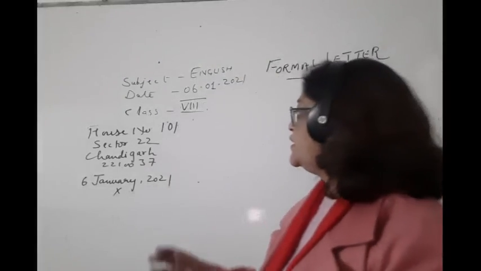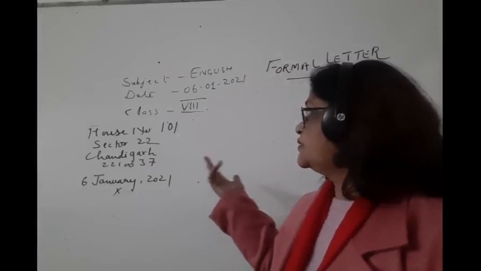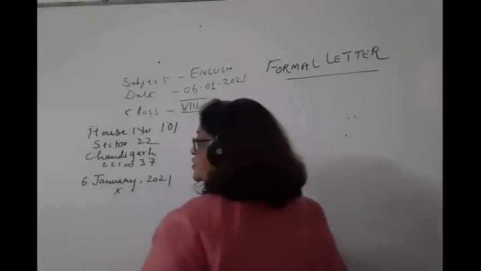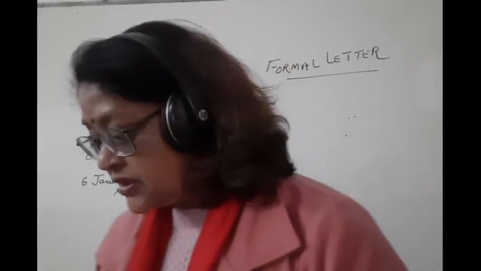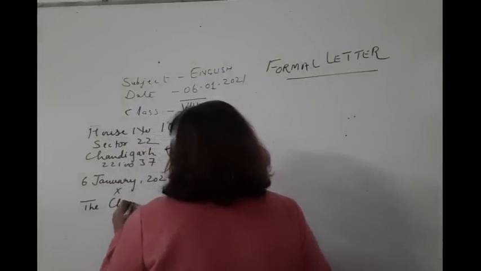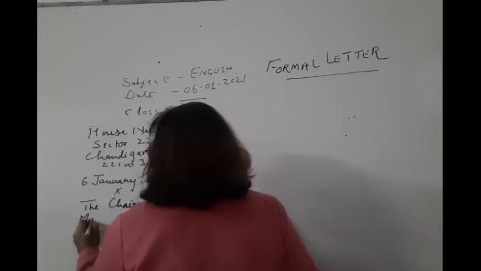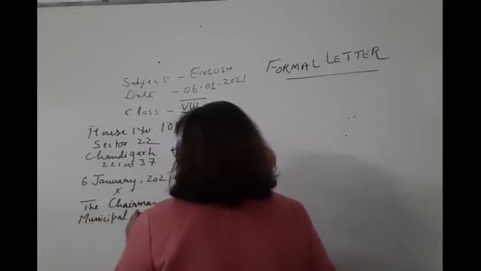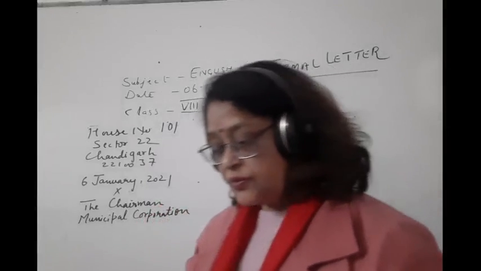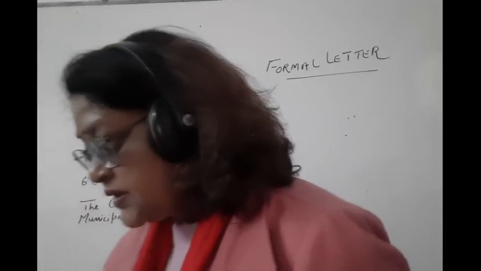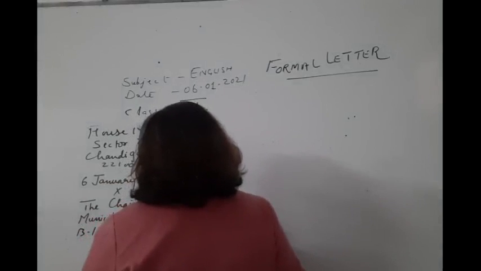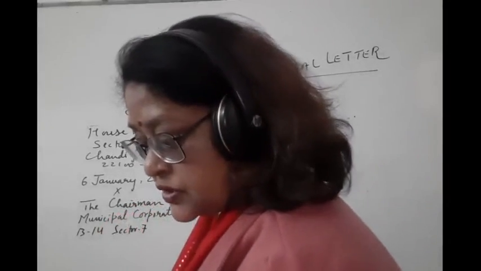Then what you have to write? You have to write one more thing, children: the receiver's address. So who is the receiver? That is also given here, isn't it? The chairman, municipal corporation, and B14, sector 7. Okay, and Chandigarh.